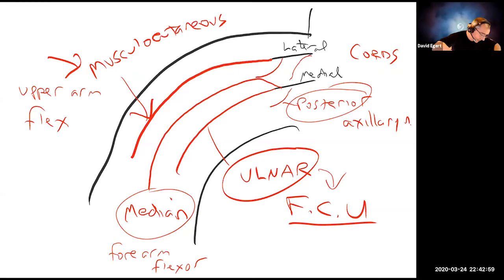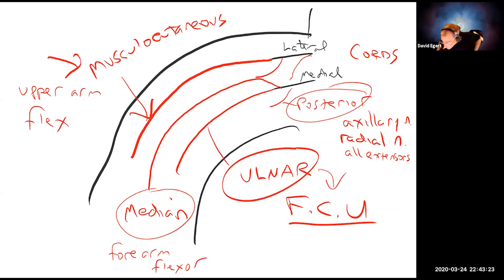Yeah, teres minor and deltoid muscle. And then radial nerve, basically all the extensors. So it's going to do triceps brachii, it's going to do extensor carpi ulnaris, extensor carpi radialis, and all that kind of stuff.